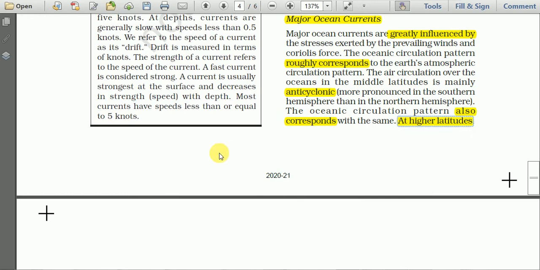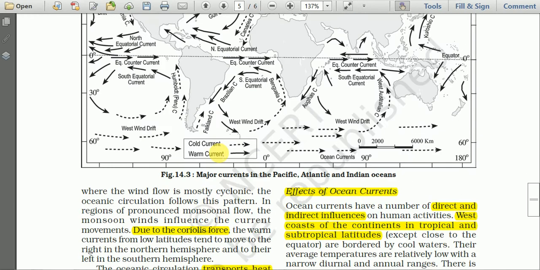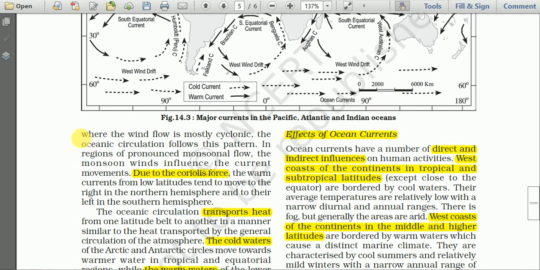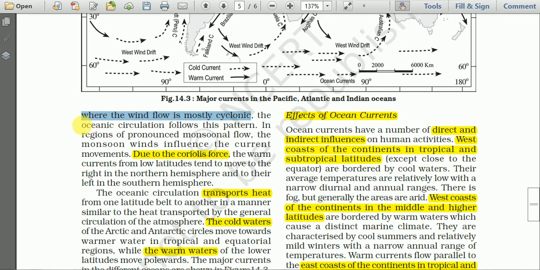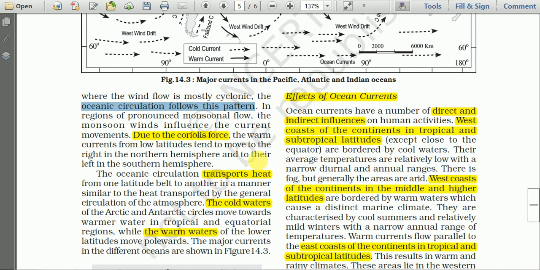At higher latitudes, where the wind flow is mostly cyclonic, the ocean circulation also follows that pattern. Where there is a cyclonic pattern in the wind system, the oceanic circulation will also follow the cyclonic pattern. And in regions of pronounced monsoonal flow, that is, in the Indian Ocean and the South China Sea, the monsoon winds influence the current movements.